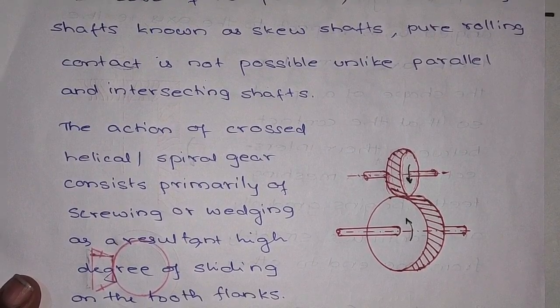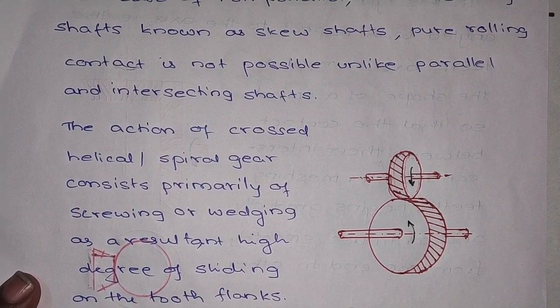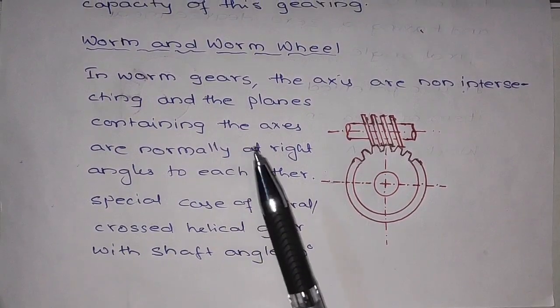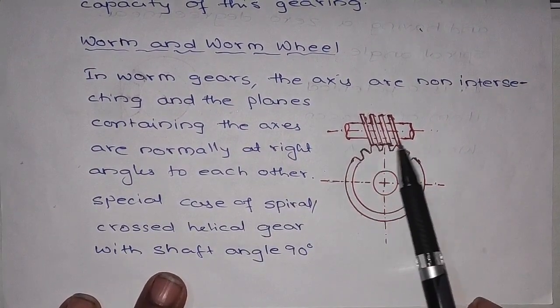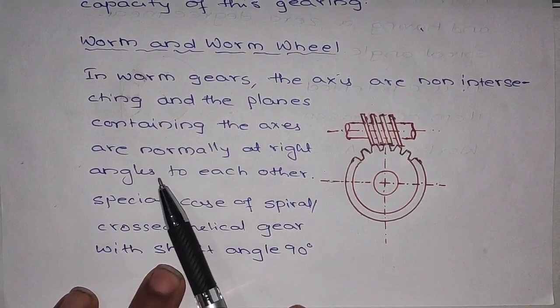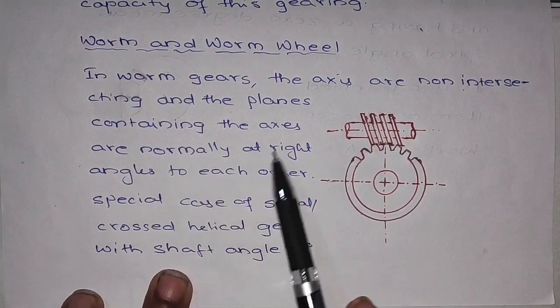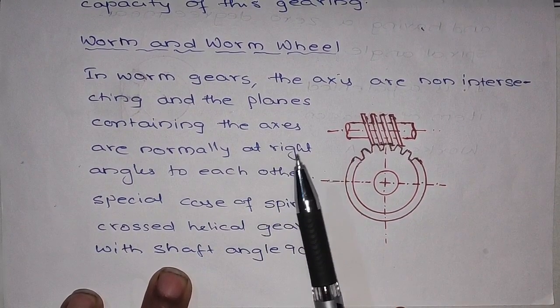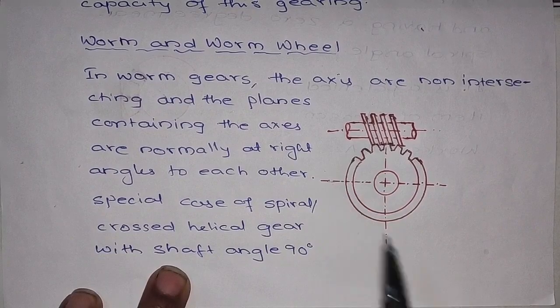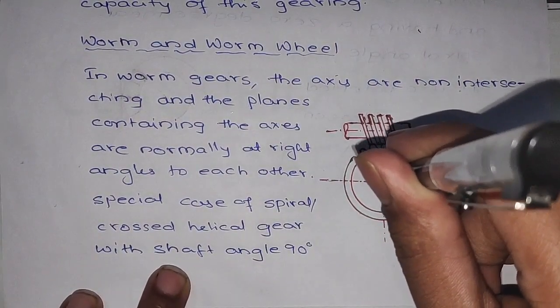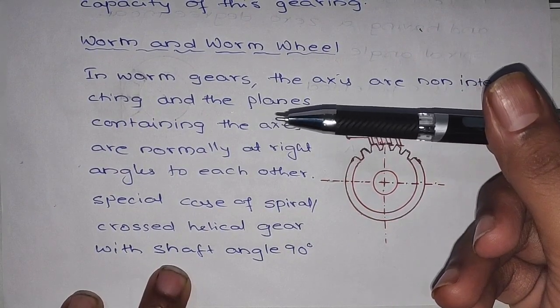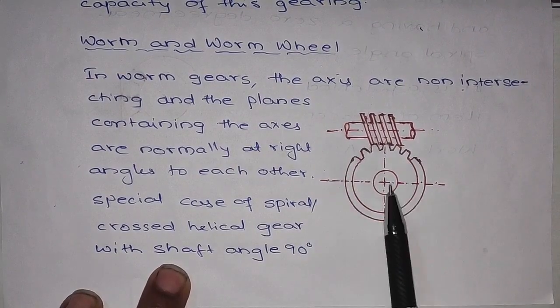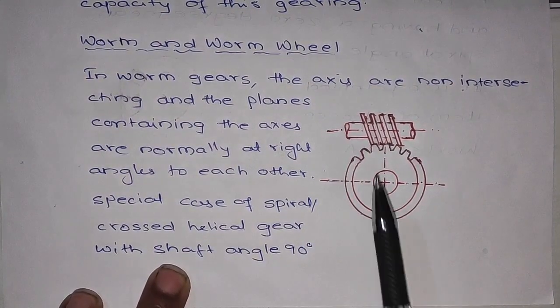So there is some modification to this and we get the next type of gear arrangement in skew shafts. The next type is the worm and worm wheel. Here you have the wheel and this is the worm. In worm gears, the axes are non-intersecting and the planes containing these axes are normally at right angles to each other. So this will be the axis of the wheel, in the direction of this pen, and this will be the axis of the worm in the direction of the pen. If you see here, both these axes are in different planes, at 90 degrees to each other.